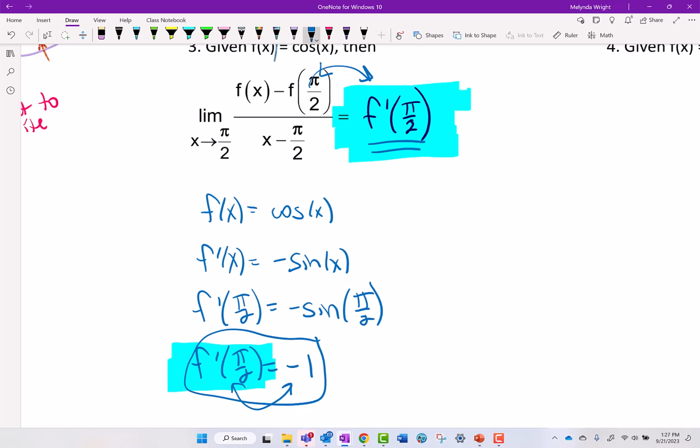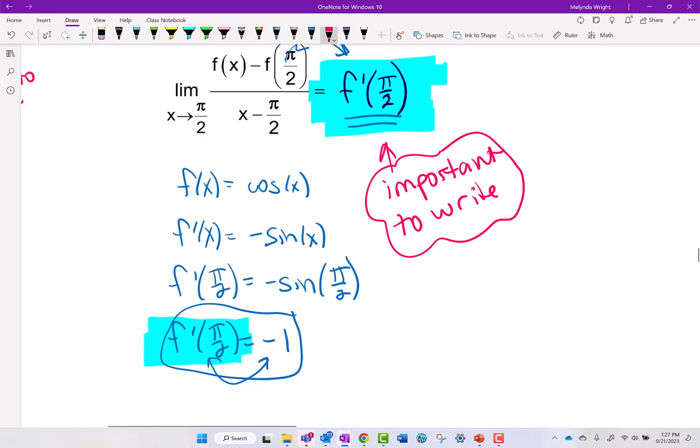That's why it's important. I'm just going to write this again. If you don't write it, you're going to lose a point, unless you want to rewrite the limit all over again and say the answer is 1. You can do that. This is important to write. Okay, important to write.